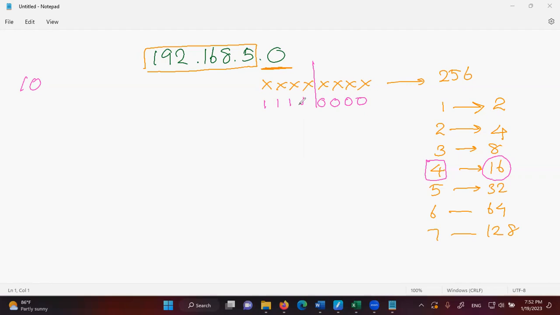So however, we should write the subnet mask of this IP address, right? So here the subnet mask will be 255.0. So this is the original subnet mask. But we are going to modify that one. We are going to modify this original subnet mask now. We change the last octet.